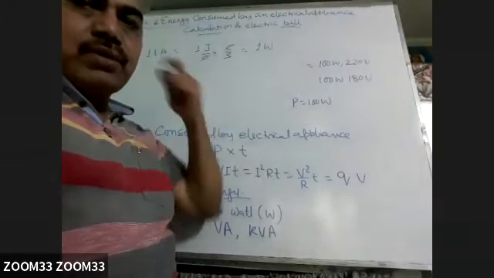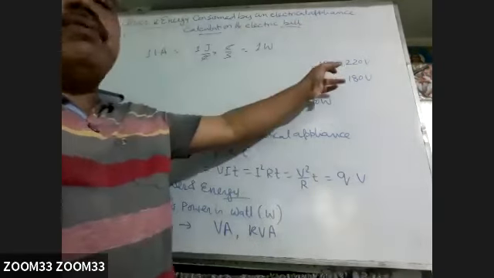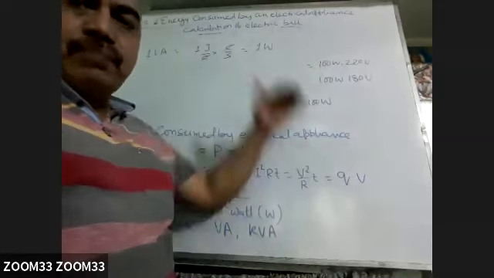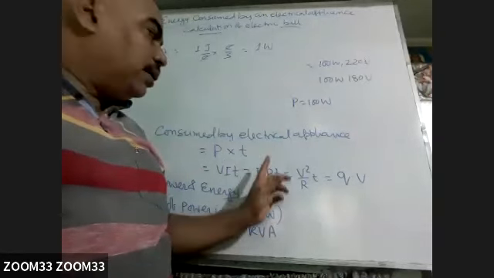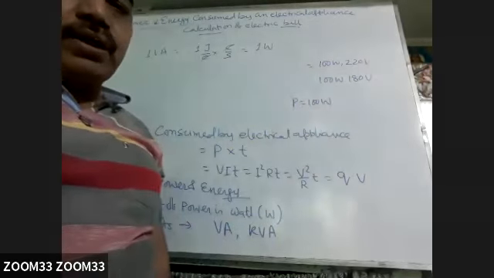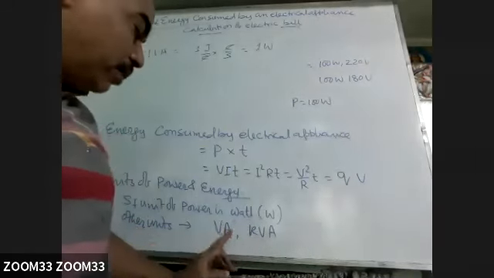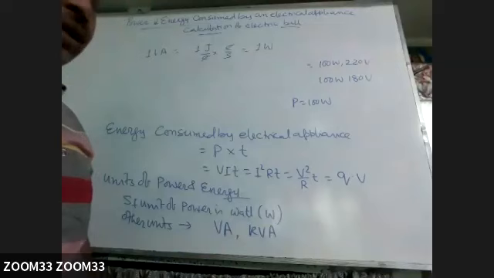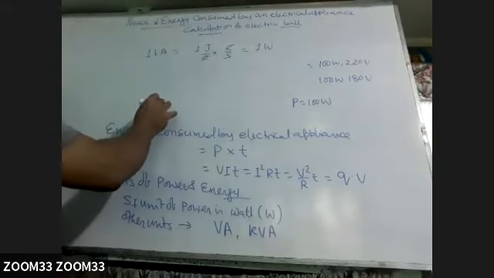This type of numerical we have done in class 10. Here also we have to solve. So its power will be different. It will become less. That's why nowadays we are not defining the electrical appliance power in watt. Now we are giving it in VA. Now what does it mean? Suppose it is written that the power of the bulb is 100 VA.